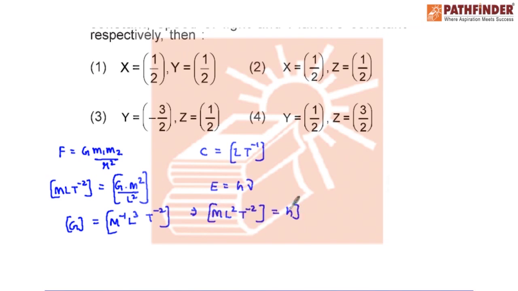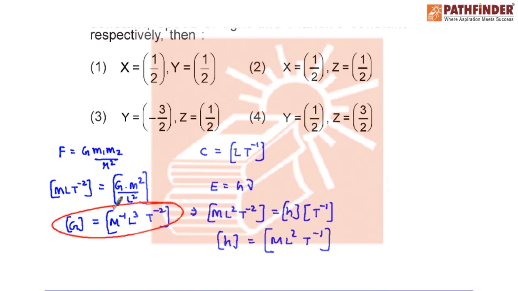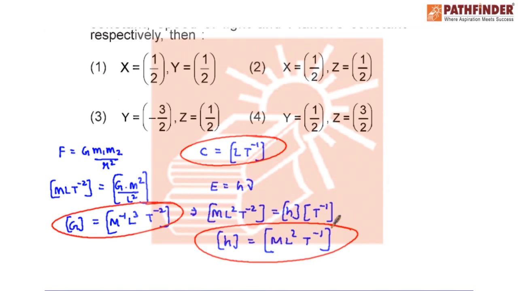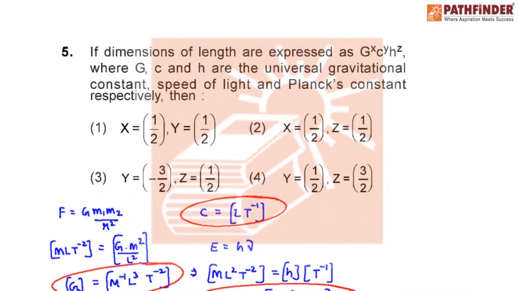H we don't know, and this is t to the power minus 1. So the dimension of h will become m l to the power 2 t to the power minus 2 times t, that is m l square t to the power minus 1. So we have the three individual dimensions h, c and g.